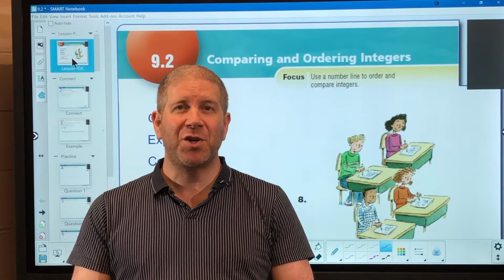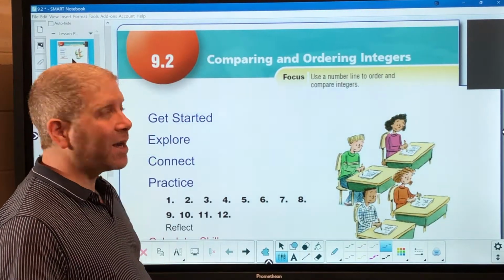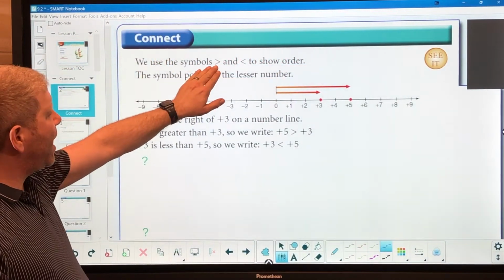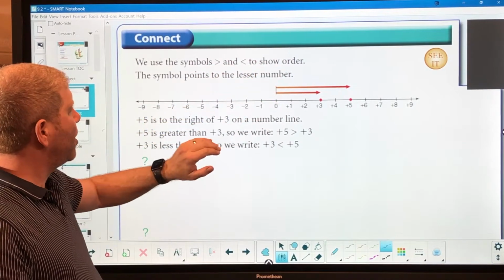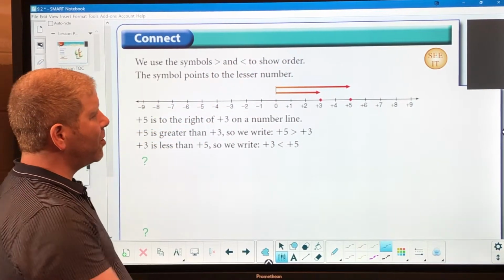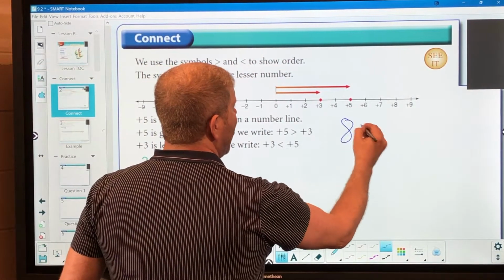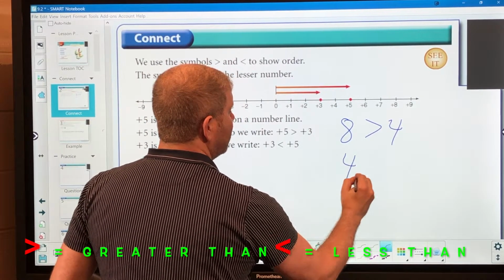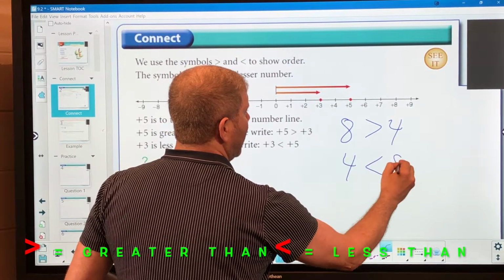I'm back again for section 9.2, comparing and ordering integers. So we use the symbols greater than and less than to show order. The symbol points to the smaller number. So for example, if we have 8, we know that 8 is greater than the number 4. Or we could say that 4 is less than the number 8.